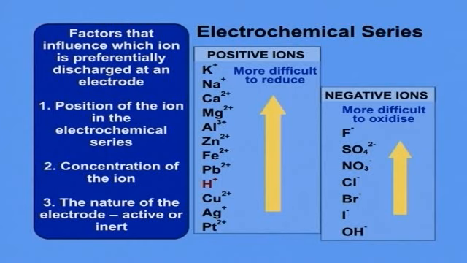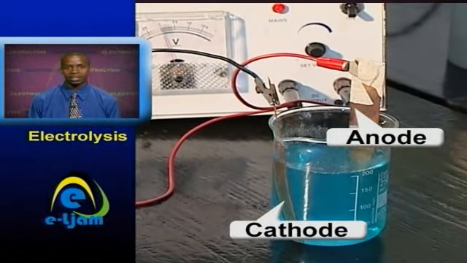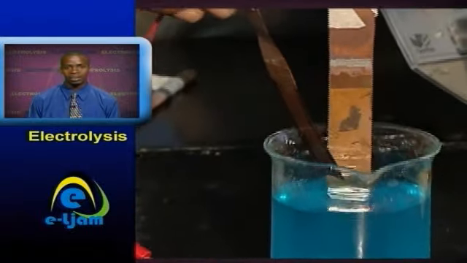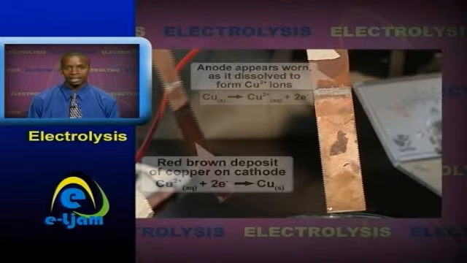Here, an electrode may become active rather than being inert and will dissolve to form ions. An example of this is the electrolysis of copper sulfate with copper electrodes. Now that we have looked at the general process of electrolysis, let's look at some specific examples.